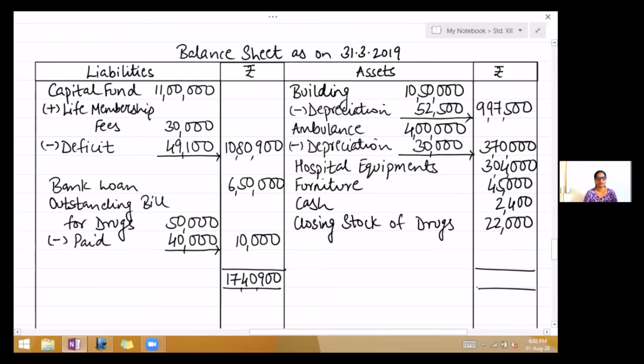So your liabilities are 17,40,900. Assets also 17,40,900. So we are done with the problem. We have finished one problem. Now we move on to the next.